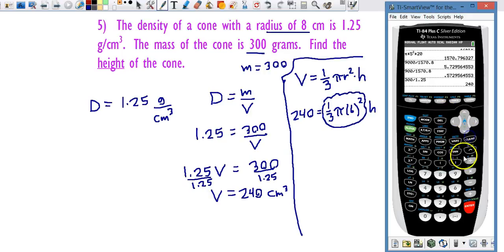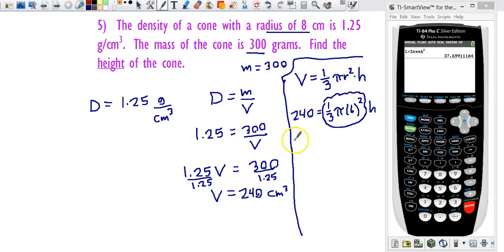If I go into this calculator, I'm going to clear that stuff out. 1/3 is just divided by 3, but you can type 1 divided by 3, times pi, times 6 squared, which is 36. You're going to get 37.699. So I'm going to say 240 equals 37.699 times the height. To undo times, of course, we want to do division. So my last step to get the height is simply dividing by that number.